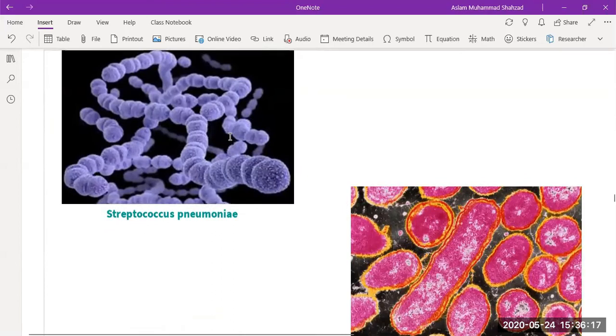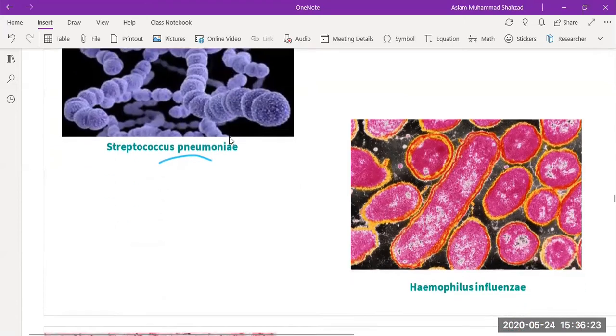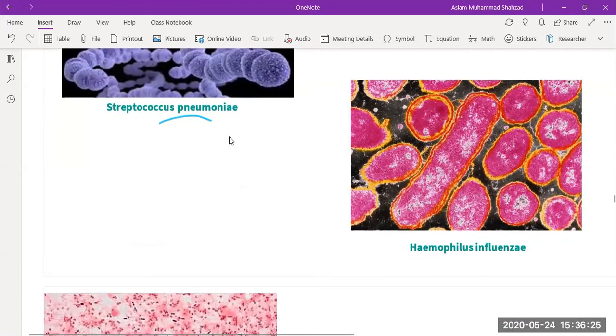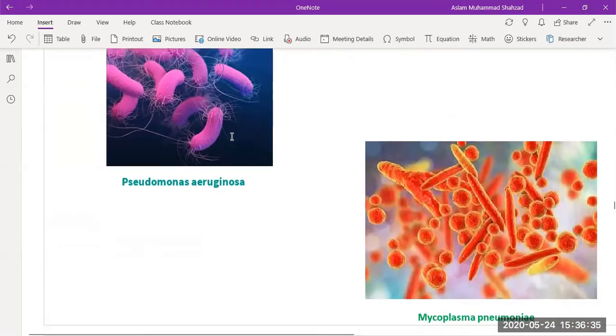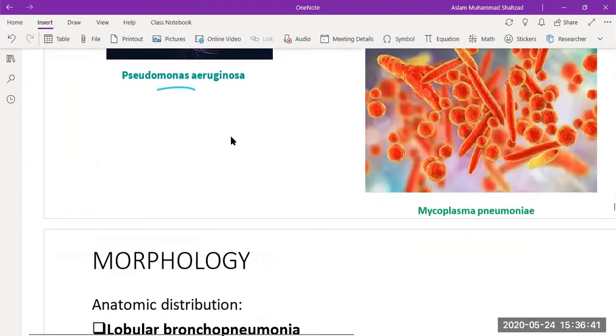It is caused by a variety of organisms, such as Streptococcus pneumoniae, Haemophilus influenzae, Moraxella catarrhalis, and Staphylococcus aureus. Then it could be caused by Pseudomonas aeruginosa or Mycoplasma pneumoniae. So there are a number of microorganisms responsible for the disease.